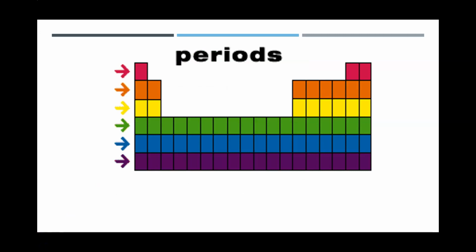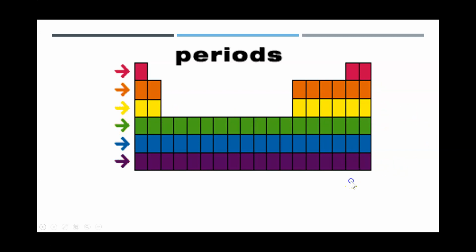So the next part that I want to focus on are periods. Now periods are horizontal. Some people like to call them rows, but the proper name is a period. So the periods run across like this. So this one would be period 1, period 2, period 3, period 4, and so on.